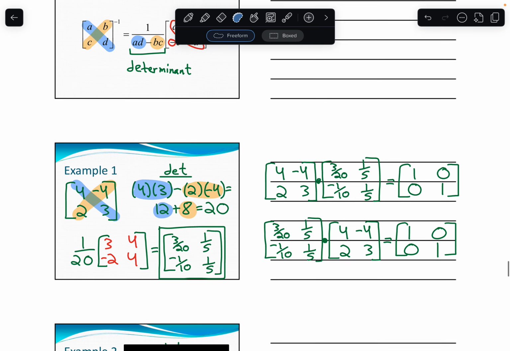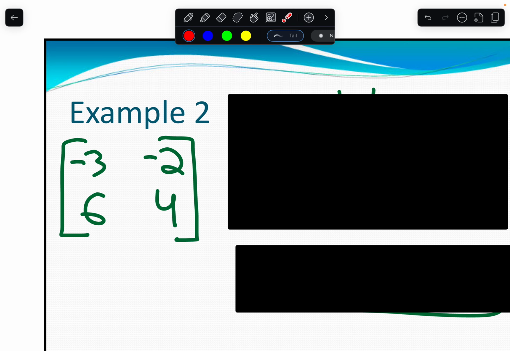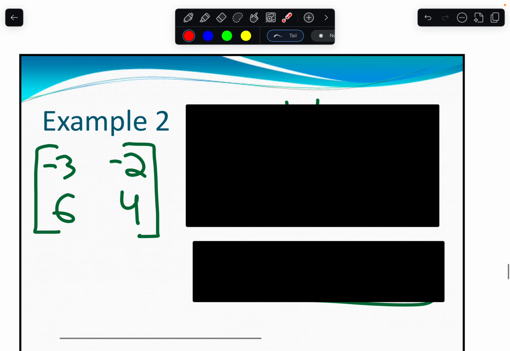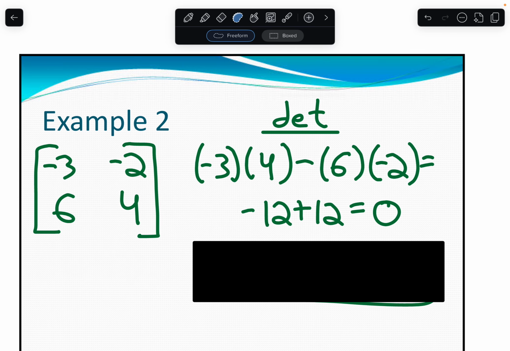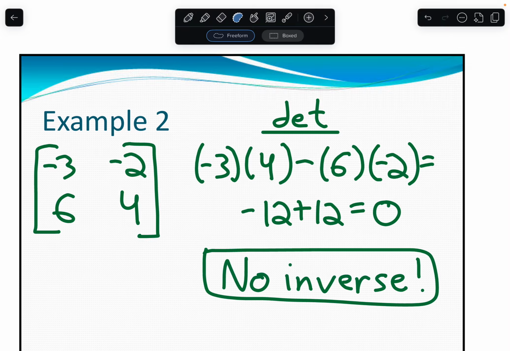Okay, let's do another one. Example 2. We have the matrix -3, -2 in the first row, 6, 4 in the second row. Again, we're going to start off by finding the determinant, and we're going to notice that the determinant ends up being 0. And so what's the reciprocal of 0? Well, that means I'm dividing by 0, which means this is undefined, and therefore this matrix does not have an inverse.